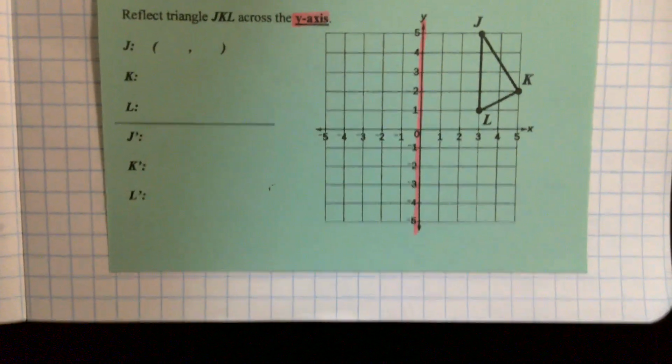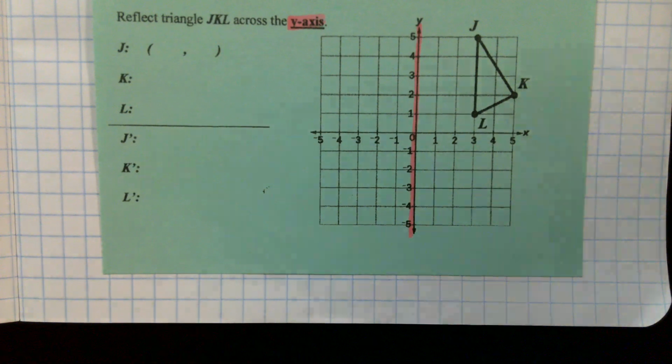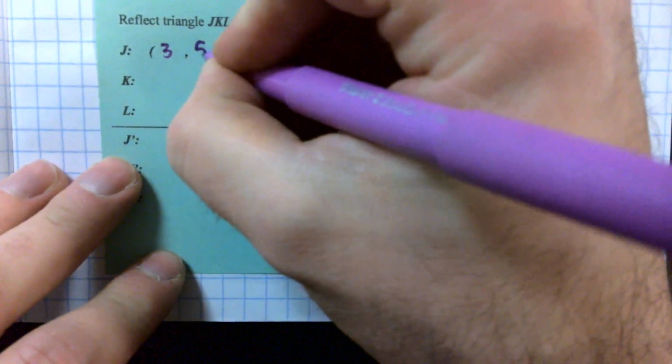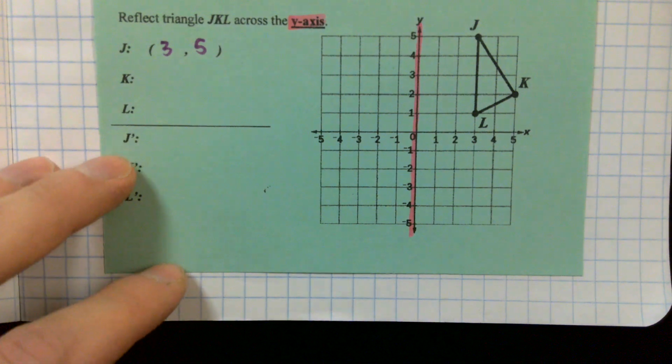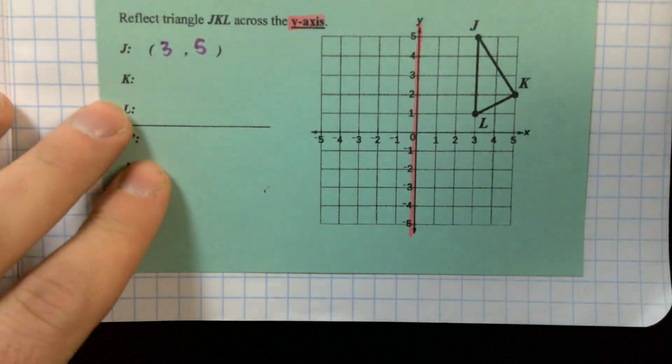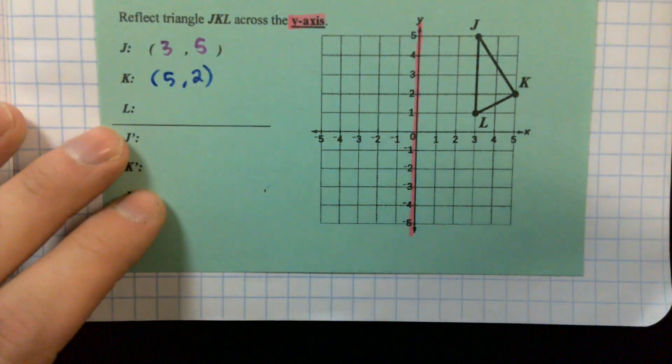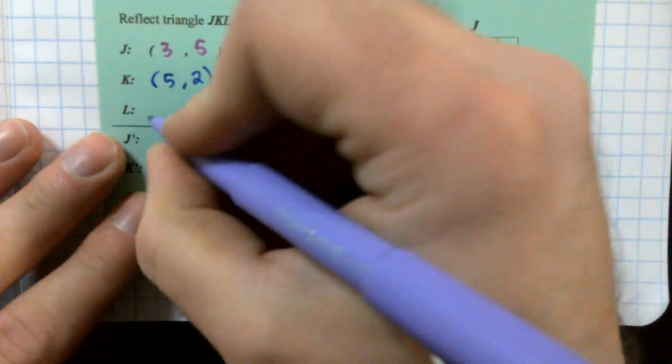It's very simple. Where is point J? Who can help me out with J's coordinates? Zach? 3, 5. Thank you. Who's got K? Angelina? 5, 2. Good. And who's got L? Sophie? 3, 1. Perfect.